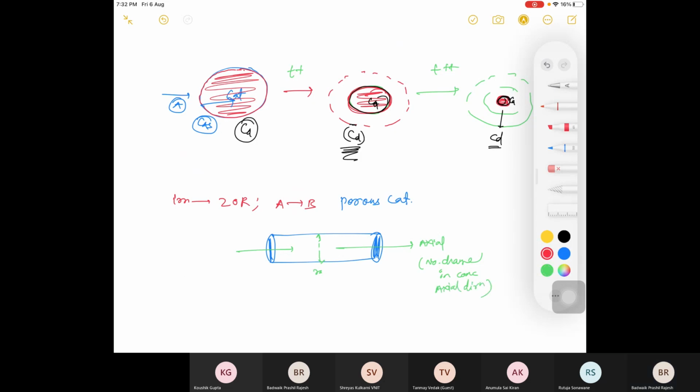Okay. And there will be change in the catalyst active surface in the radial direction. That means this direction only. As I am saying, it is as R is equal to 0, so as I move here, there will be change.